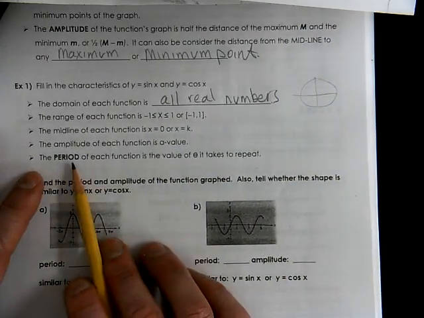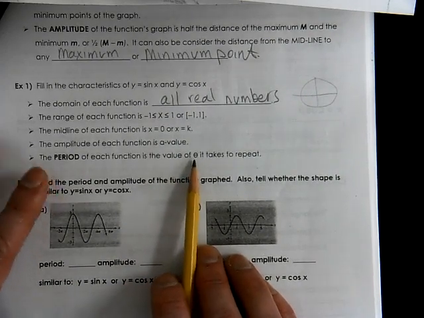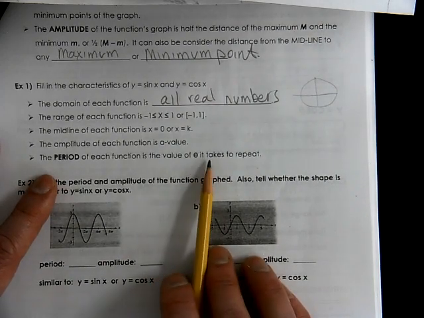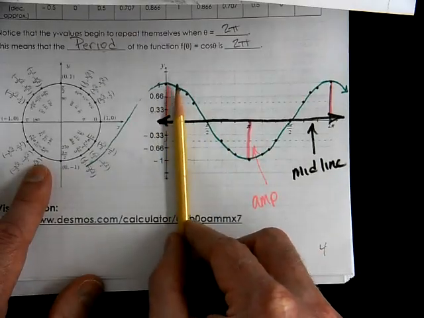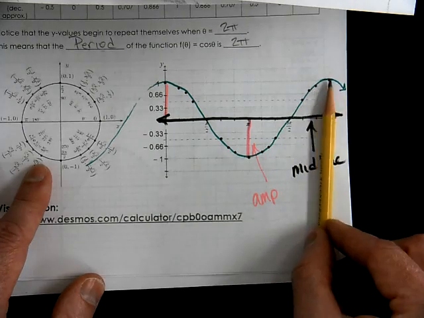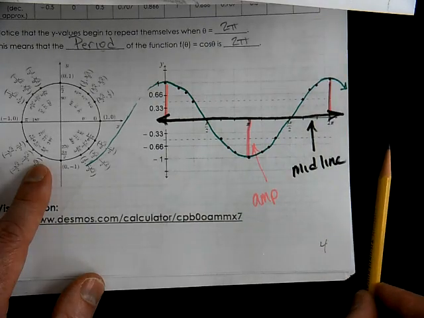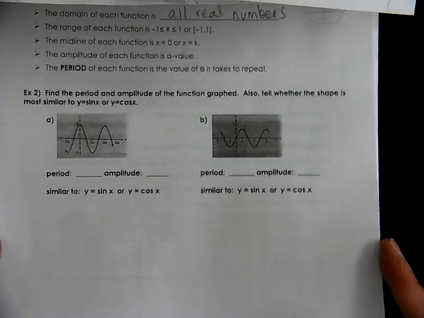And the period of each function is the value of theta. Period is a theta value. It's an angle answer. The period is an angle that it takes until you repeat. So when we look back here, we're starting at 0. And it takes until we get here for it to do the same repetition again. So that was 2 pi. That's the period of the parent function. So let's try some of these.